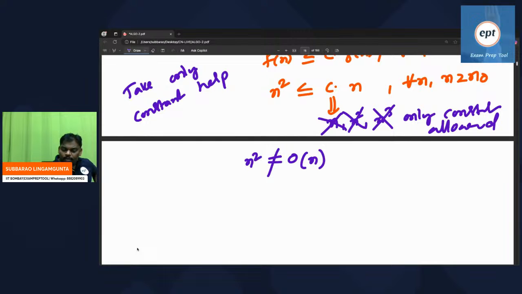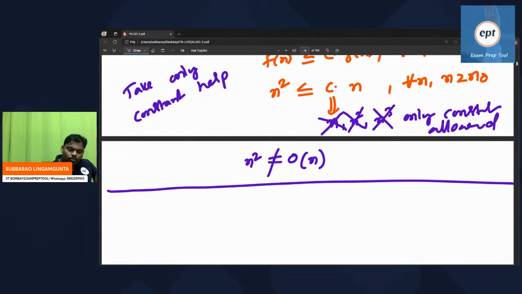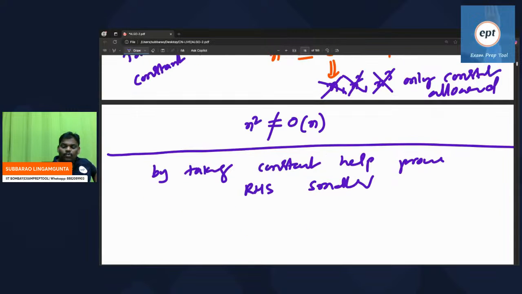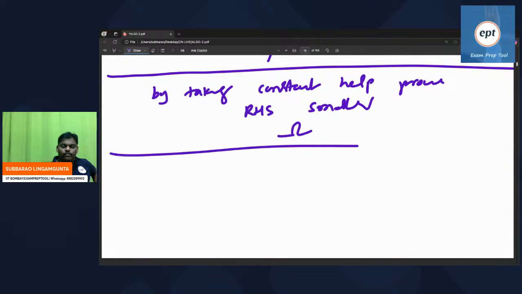Some people are asking, sir, what is omega? See this one. By taking constant help, prove the right hand side smaller. Then it is called omega. That is the meaning of omega.